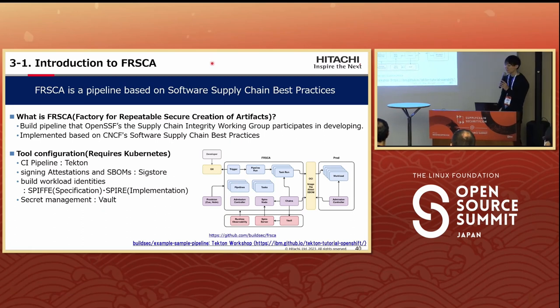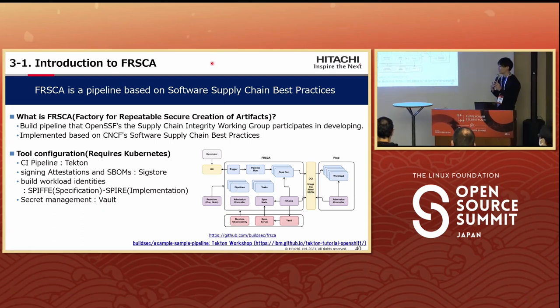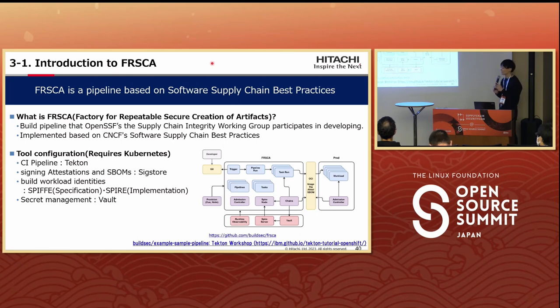So our pipeline is based on FRSCA. Here, I briefly introduce FRSCA and Tekton. First, I briefly introduce FRSCA. What is FRSCA? FRSCA is a build pipeline that OpenSSF, the Supply Chain Integrity Working Group, participates in developing. FRSCA is also a reference implementation based on CNCF software supply chain best practices.